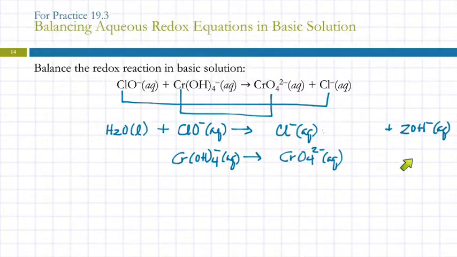Okay, so the question is, why did I put hydroxide over there? Okay, when I first balanced it, I had hydrogen ions on this side. This is in basic solution, so I need to get rid of them. The way you get rid of them is by adding hydroxide ions.